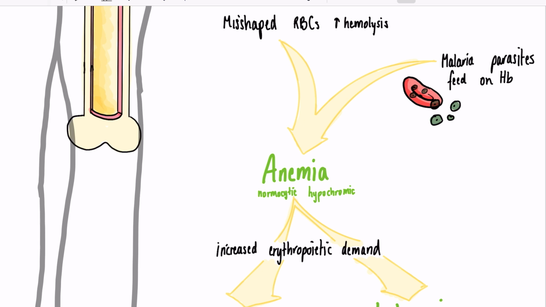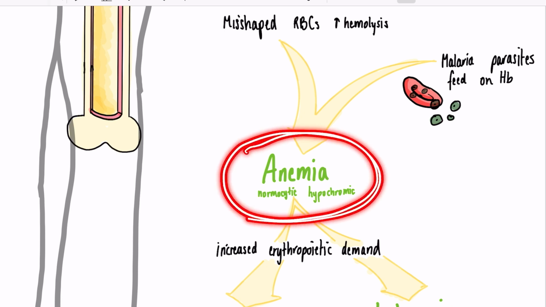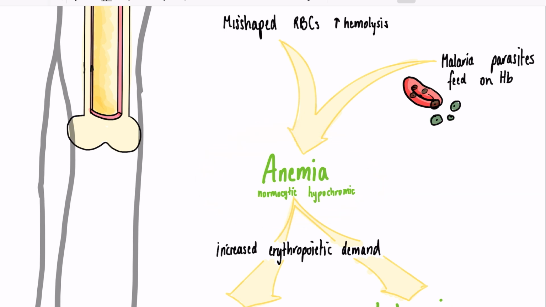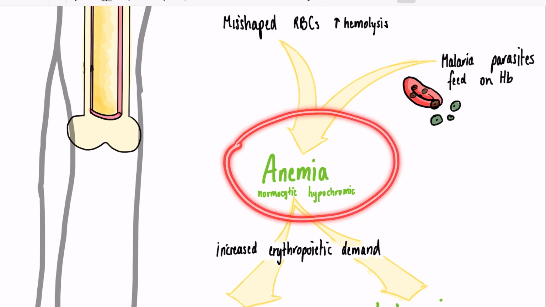Okay. So, another very important aspect of malaria, or symptom of malaria, is anemia. Due to the presence of misshaped red blood cells and increased hemolysis, as well as the fact that malaria parasites are feeding on the hemoglobin in your red blood cells, you're going to get an overall decrease in hemoglobin, leading to a normocytic hypochromic anemia.